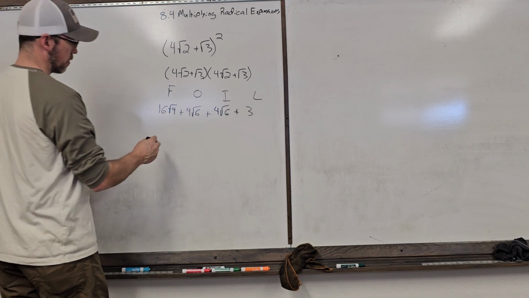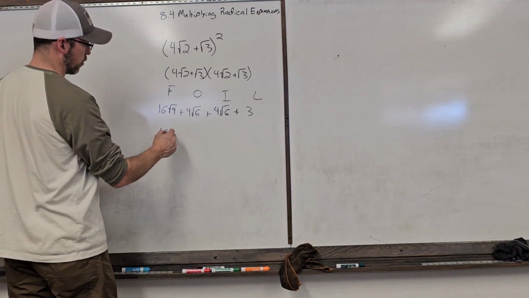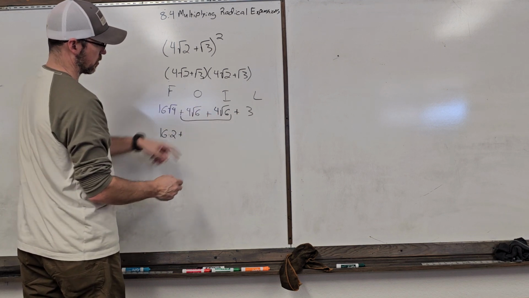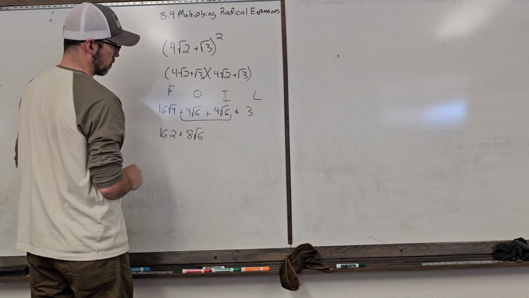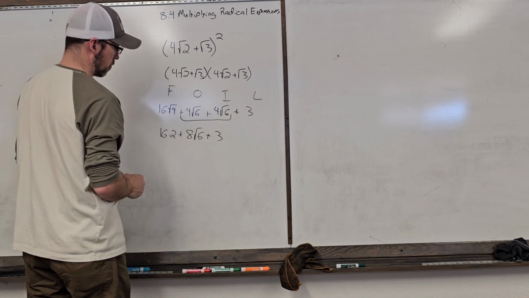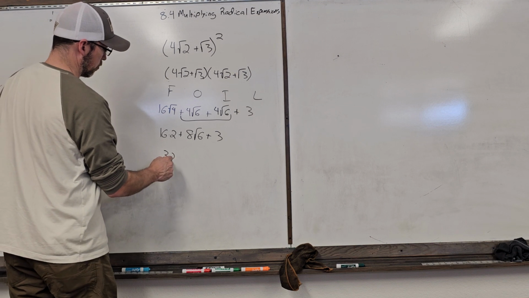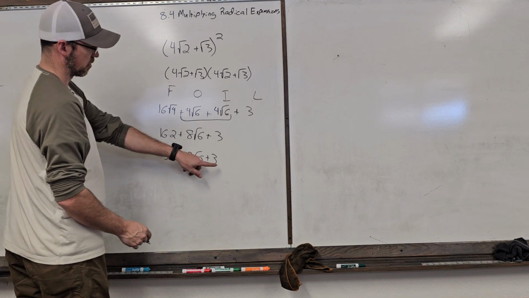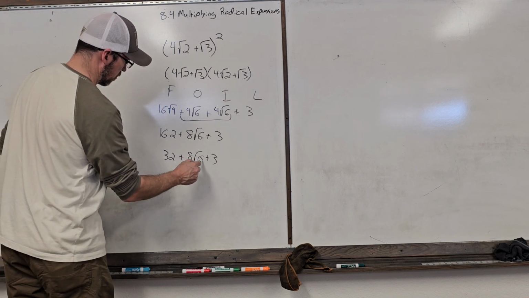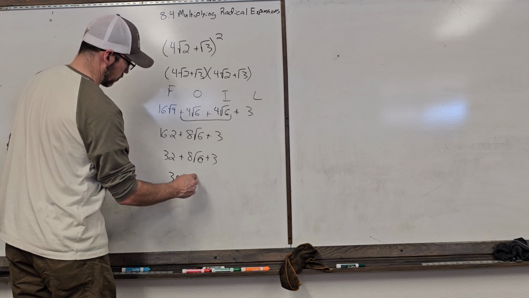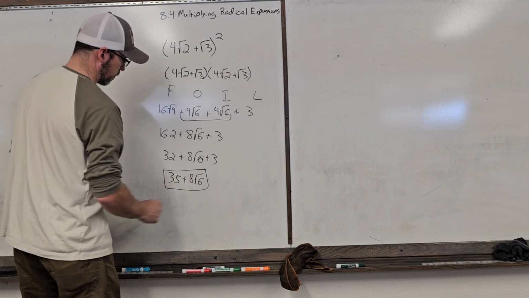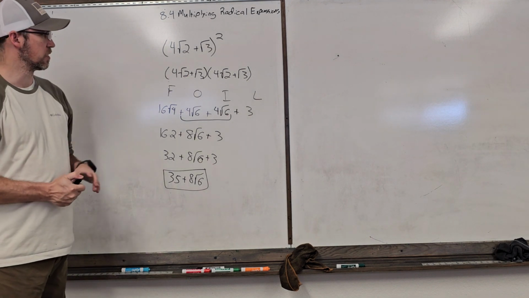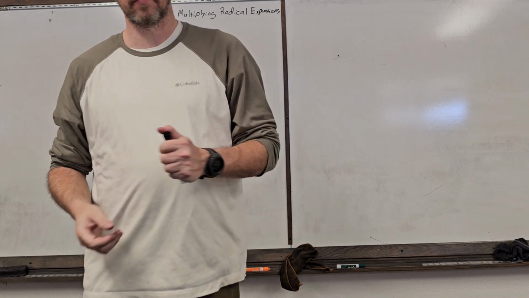The square root of 4, this just becomes 16 times the square root of 4 which is 2. These two are like terms. 4 square roots of 6 plus 4 square roots of 6 is 8 square roots of 6, plus 3. 16 times 2 is 32 plus 8 square roots of 6 plus 3. 32 plus 3 is 35 plus 8 square roots of 6. Alright, nothing new, just looks a little different because we're dealing with radicals instead of variables. That's it for multiplying radical expressions.